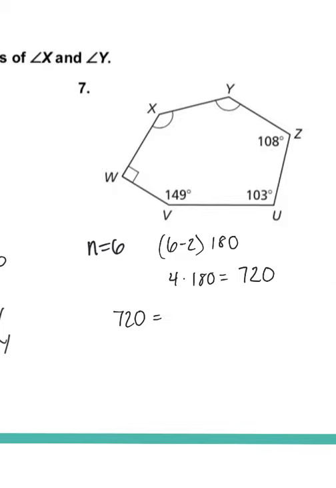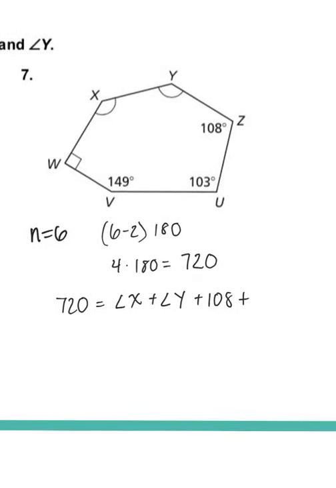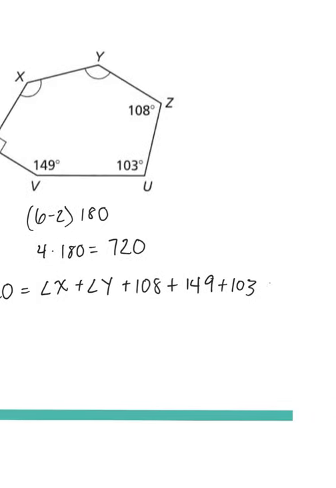So let's just follow along, Teresa, to see where your adding went wrong. Okay? So we got 720 equals. We're going to add all of the angles together inside. So we've got angle X plus angle Y plus 108, which is angle Z, plus 149 plus 103 plus 90, because this is a 90-degree angle.